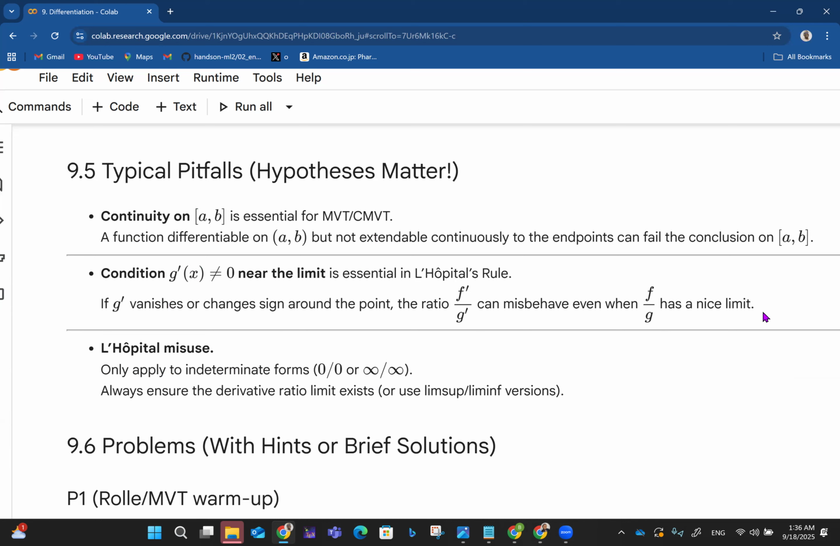So that's really important to pay attention to. Then there's a possibility of misusing L'Hopital, right? L'Hopital only applies to indeterminate forms like 0 over 0 or infinity over infinity. You might have a regular function, like maybe sine x over x squared plus one, and people just go ahead and use L'Hopital's rule when it's absolutely not necessary. So L'Hopital's rule can be misused if it is applied to a function that has a normal limit. So always ensure the derivative ratio limit exists, or use lim sup or lim inf versions.